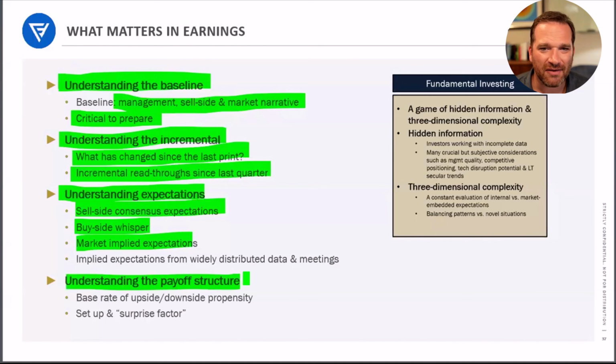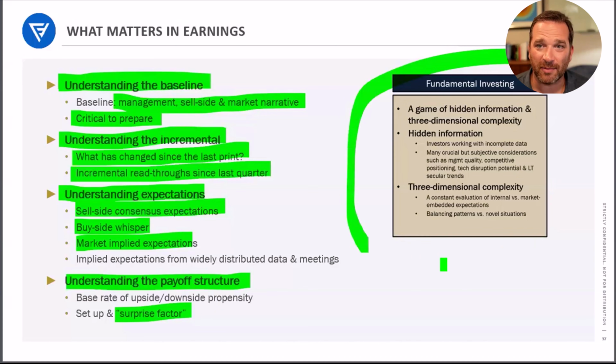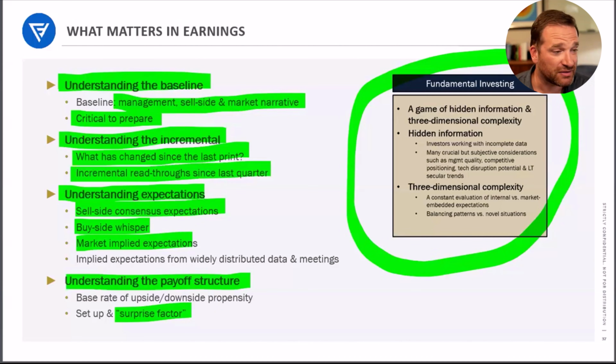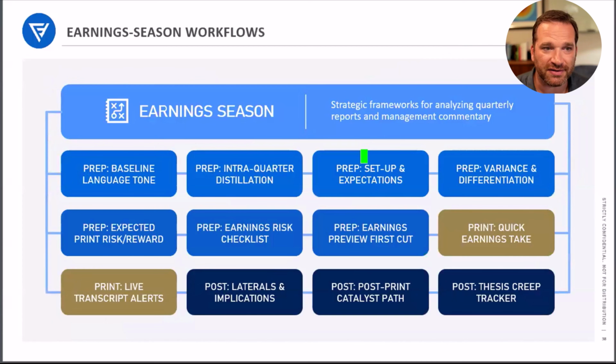And then understanding the payoff structure. What's the base rate upside downside propensity in the stock, base rate upside downside propensity to cut guidance, and how much of a surprise factor is there ultimately. And so we talk about fundamental investing as a game of hidden information and three-dimensional complexity, and that's certainly true as you approach earnings season.